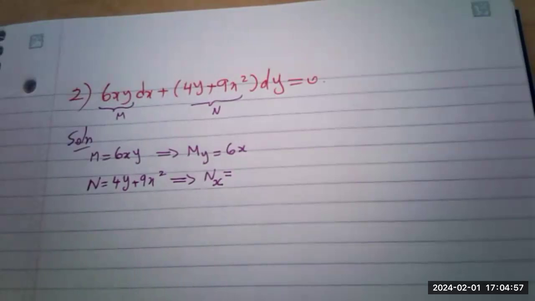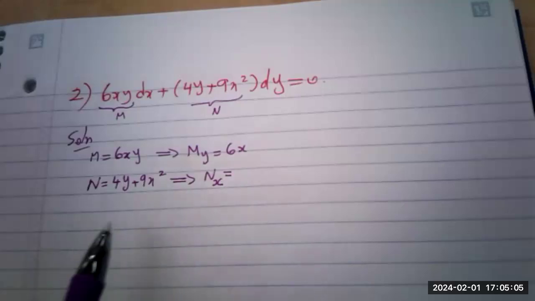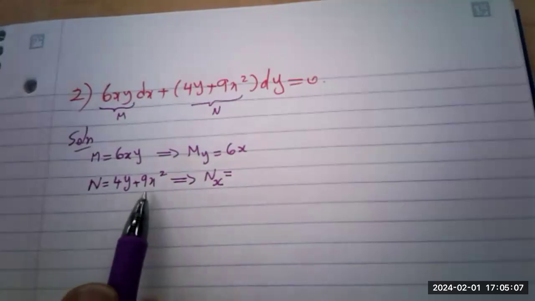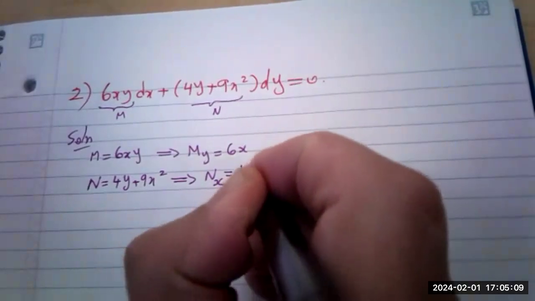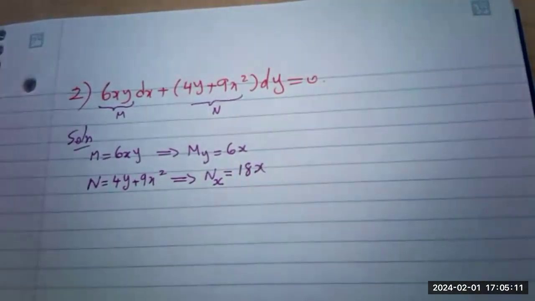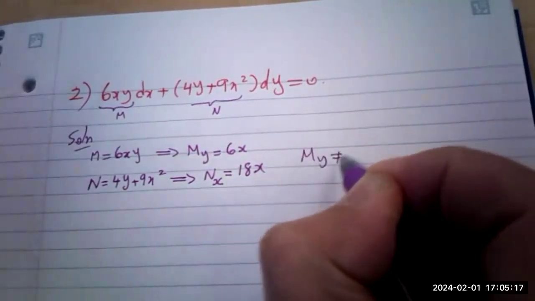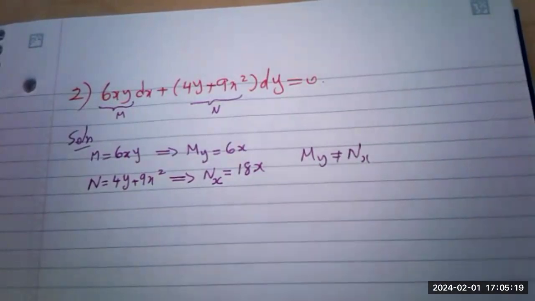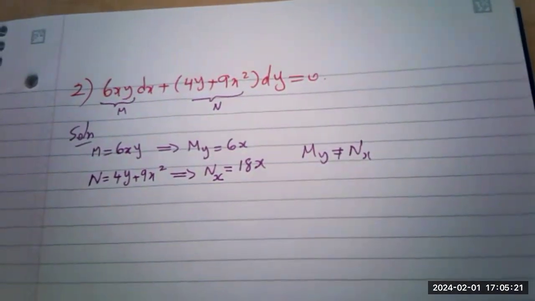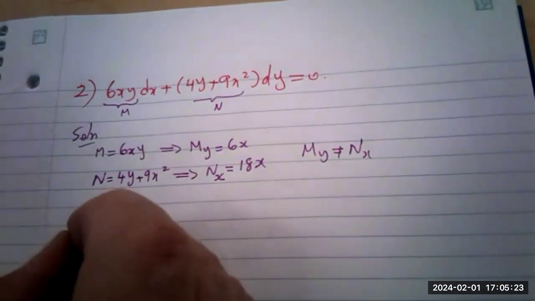That's a formula then, okay? Just the formula, you find the M and N, then you go by M_y and N_x. So N_x, the derivative with respect to x, would be what? Would be 18x. Okay, as you can see, they are not equal to each other. So we can go on for the integrating factor, find the difference, and try to simplify it.